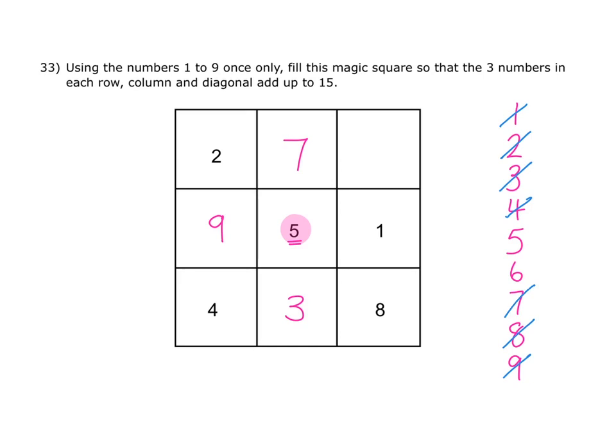Now we only have one more number to place. We've got the 5 because that's in the middle, and this is a 6. So the only place the 6 can go is here. And we can see this works.